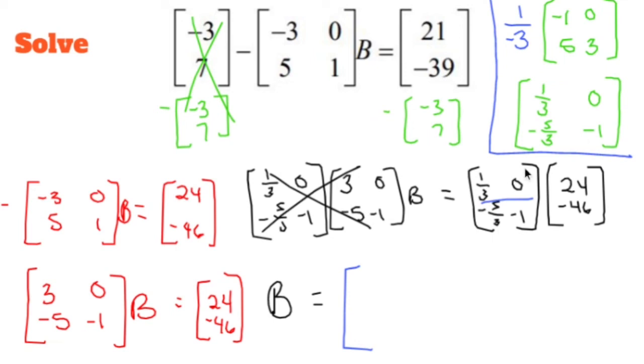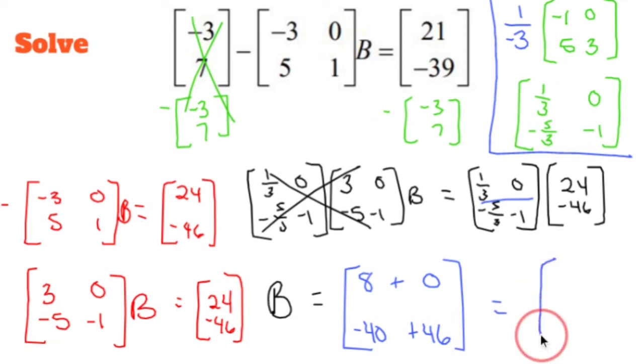Hopefully. 1/3 times 24 is 8, plus 0 times negative 46 goes away. Negative 5/3 times 24 is negative 40. And then negative 1 times negative 46 is plus 46. So at the end of the day, I end up with 8, 6. And that's my B.